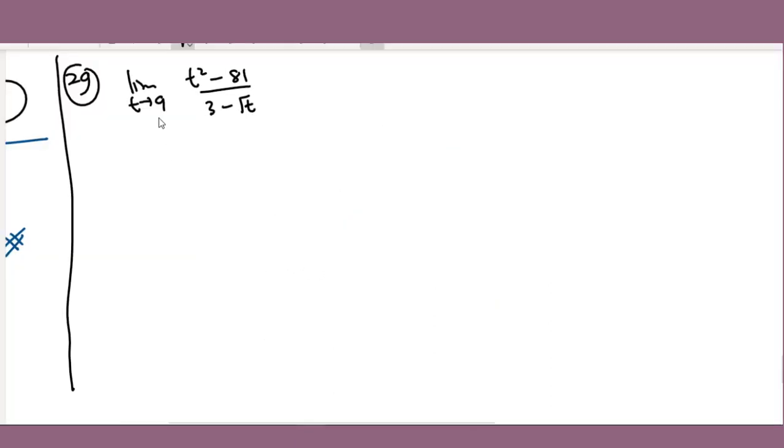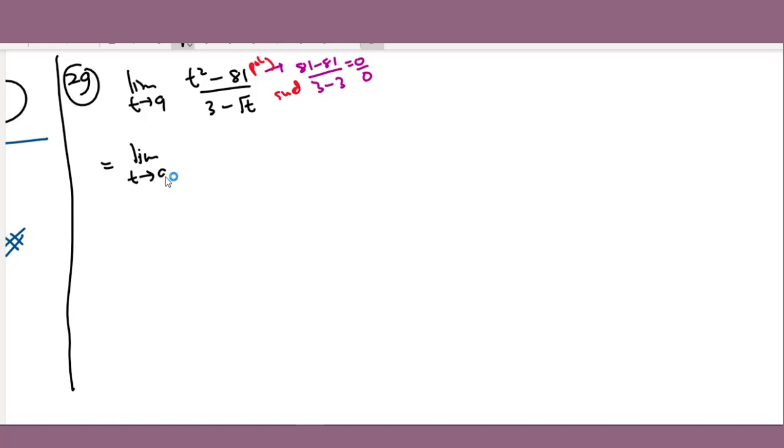For 2d, limit as t approaches 9 of (t squared minus 81) over (3 minus square root of t). So substitute 9: 81 minus 81 over 3 minus square root of 9, which is 3, equal to 0 over 0, indeterminate form. And check, oh, this one is poly over third. Okay, poly third. Other times it's the conjugate, but you have a choice. Maybe you can factorize, or the second method is times its conjugate. So let's say you want to factorize.